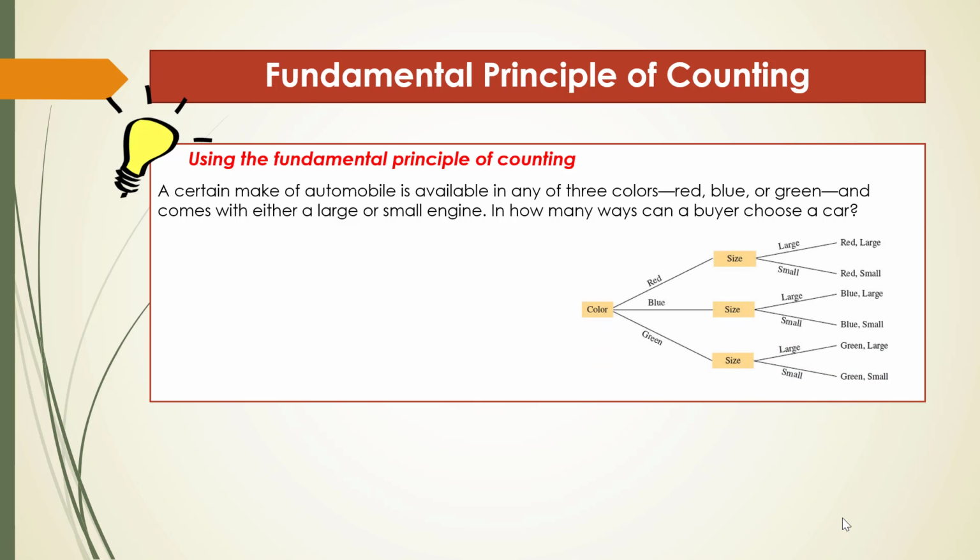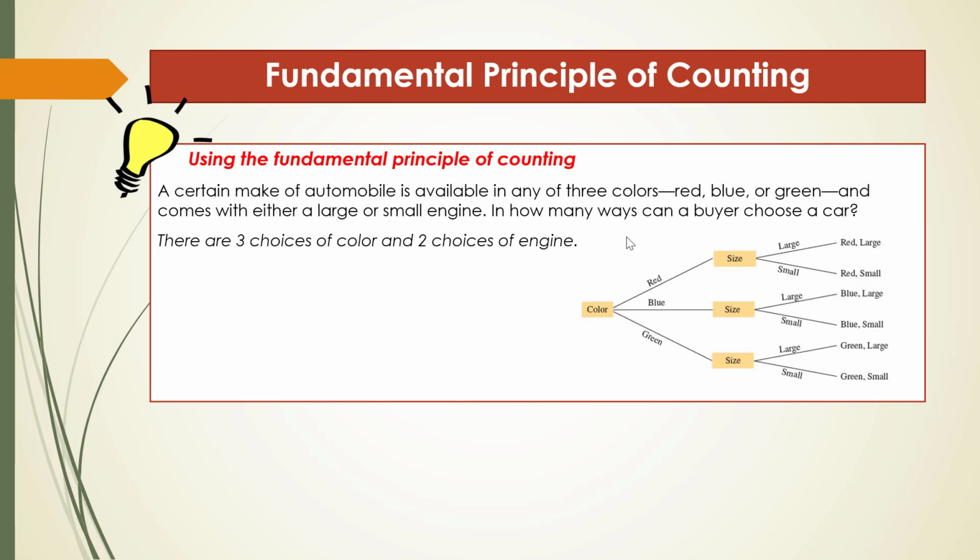So for this situation, I would like to use a tree diagram to illustrate the situation. On the tree diagram, you can see there are three options of colors, red, blue, and green. For each color chosen, there are two options of size, either large or small. So combining the two factors, we can have possibly 6 combinations: red large, red small, blue large, blue small, green large, and green small.